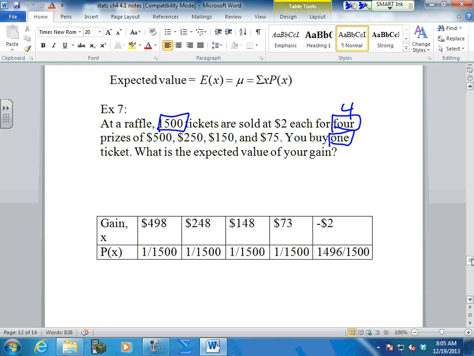Now, when we do expected value, we take a look at the X, what each ticket is worth. Here are your tickets. You've already paid out $2, so we take the $2 out of that. And these are your possible winnings. This is your loss. You've lost $2, you didn't win anything. So out of 1,500 tickets, there's one of these, one of these, one of these, one of these, 4 winners, and everybody else is a loser. Right? You only got 4 winners out of all of this.